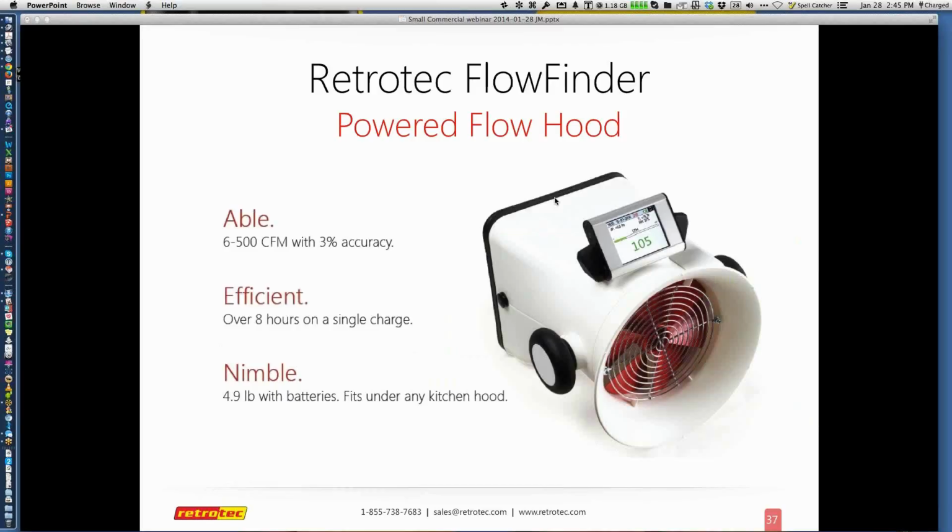One of the things that Retrotech also sells is a new device called the Flow Finder, which is a powered flow hood, which is also a great device. I usually turn this back over to Colin. Colin, do you want to describe your Flow Finder real quick?